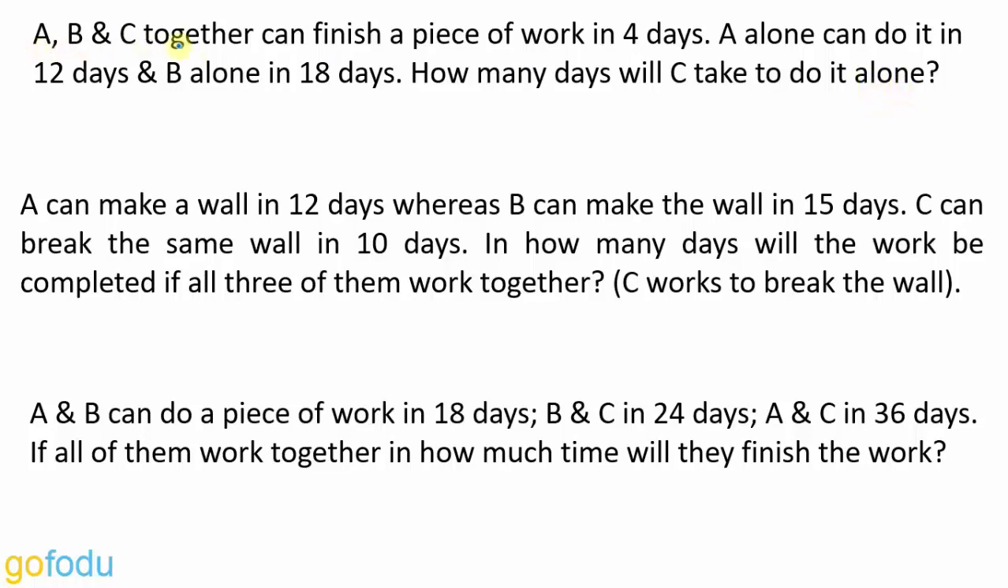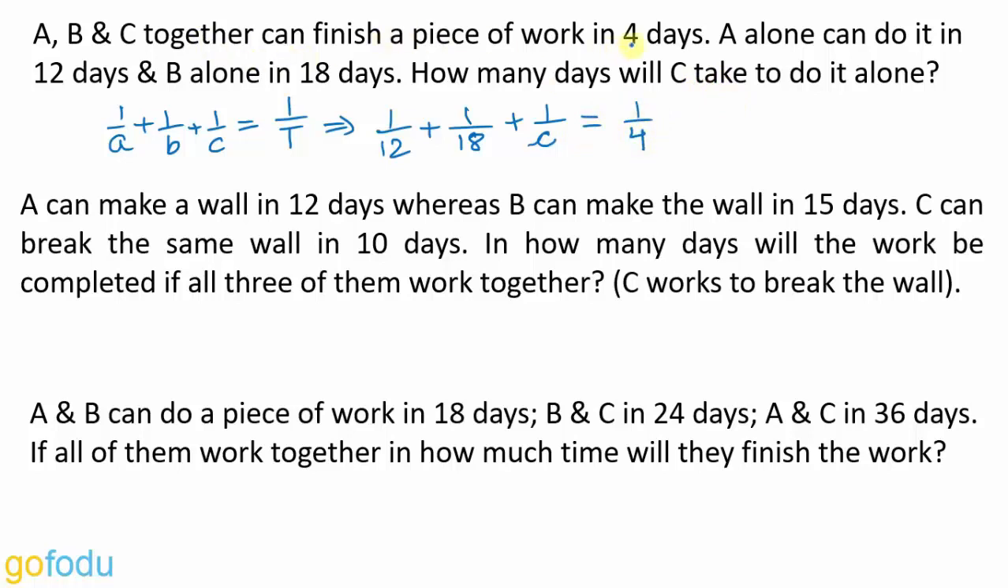So we have A, B and C, and the number of days taken by them individually is mentioned in the question. So we can write 1 upon A plus 1 upon B plus 1 upon C is equal to 1 upon T. Put the values of A, B and C. We have A takes 12 days, so 1 upon 12 plus B takes 18 days plus the number of days taken by C is being asked in the question. This will be equal to 1 upon 4 because they together finish the work in 4 days.